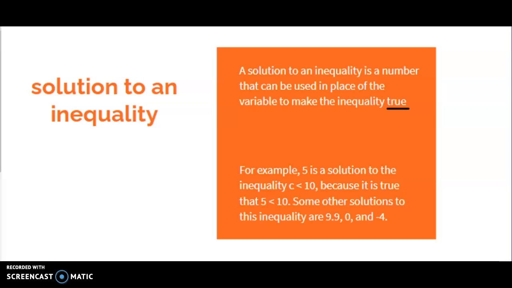For example, 5 is a solution to the inequality c is less than 10 because it's true. 5 is less than 10. Some other solutions to this inequality are 9 and 9/10, 0 and -4. Any number that is less than 10 will be a solution because they're true.